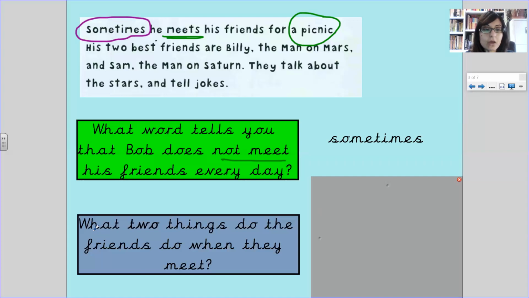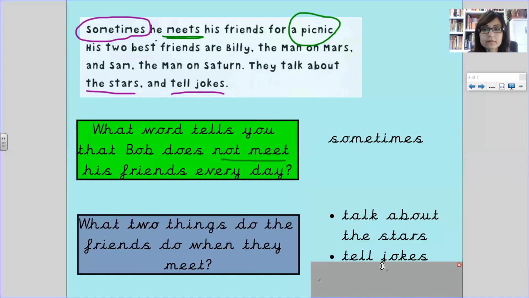Let's go. What two things do the friends do when they meet? If you'd like to answer this now on your board, you can pause the video. Okay. What two things do the friends do when they meet? So when they meet, what do they do? There we go. They talk about the stars and they tell jokes. So they're the two activities, two things that they do. Are we right? Talk about the stars and tell jokes.